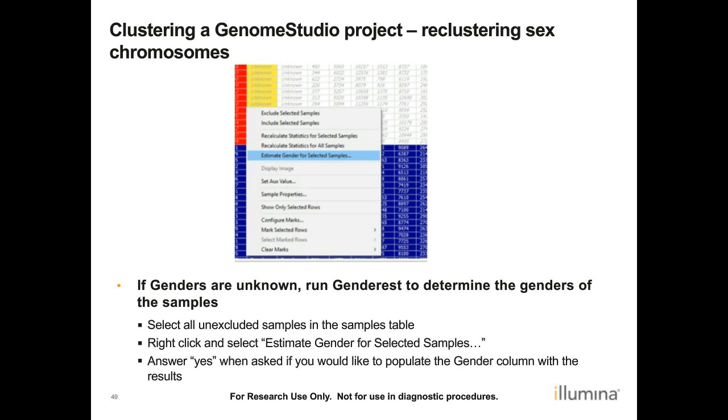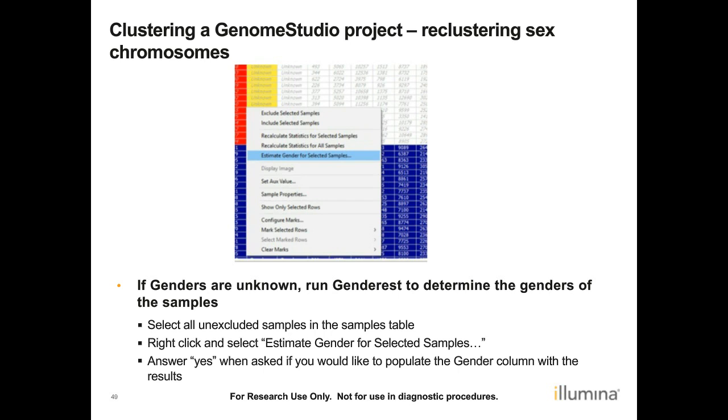Now, answer yes when you're asked if you want to populate the gender column with the results, only if these genders are as yet undetermined. If your genders were determined, you wouldn't want those genders to be overwritten. What you probably want to do is compare your results from GenderEst to the actual assignments that you originally placed in the project. But in the case that you don't have the genders, answer yes when asked if you want to populate the gender column.